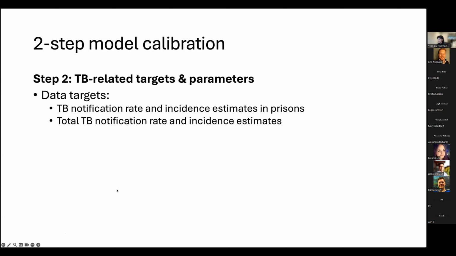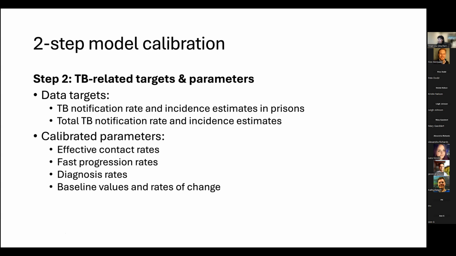So for this calibration step, our targets included the notification rate and the estimates of incidence rate, both in prisons as well as in the entire population at large over time. And the parameters that we calibrated were the effective contact rates, the rates of fast progression from early latent to infectious TB, and the diagnosis rates. And we calibrated these separately for the different strata, which I'll describe a little bit more in the next slide.